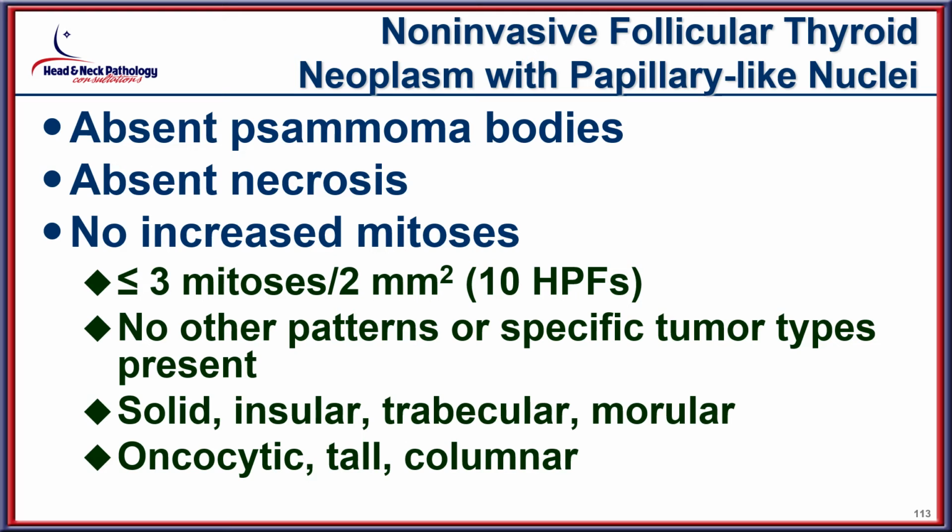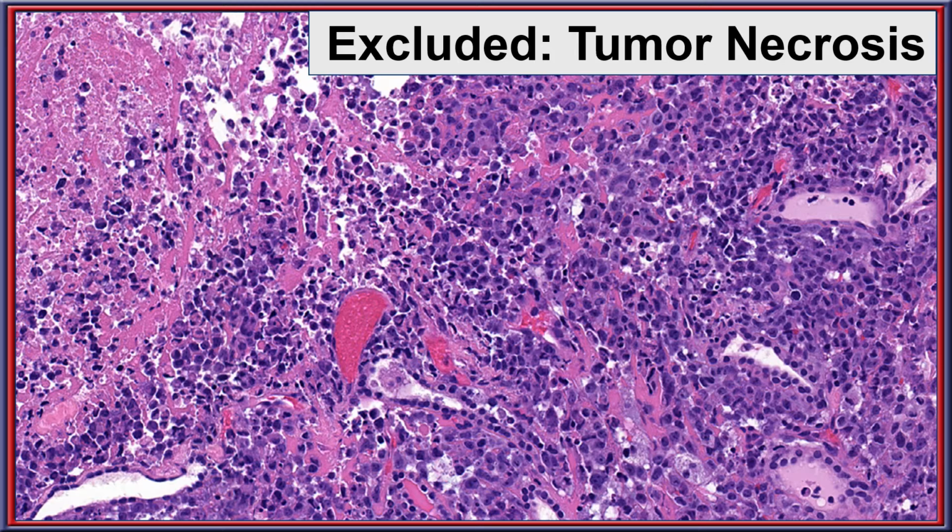So you cannot have any psammoma bodies, because I already said a psammoma body is a dead papillary structure, which you cannot have. You can't have tumor necrosis. You cannot have increased mitotic activity, and therefore no other patterns should be seen as a dominant finding in this tumor either. If you have a specific tumor category, it also is removed from this particular group.